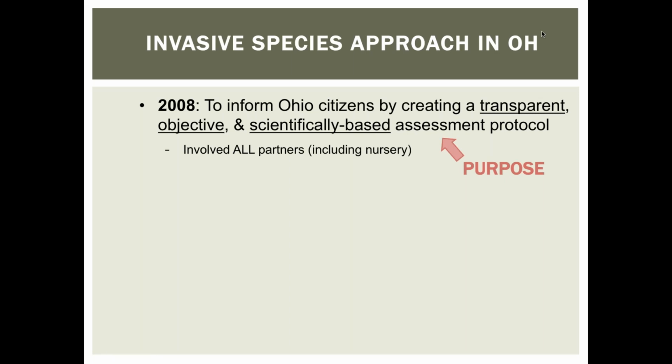And that was really important, especially the scientific based portion, because we wanted something that all stakeholders in the state could buy into and could also be defensible. It was transparent, so if someone had a question about how something was rated or ranked, they could easily just see what exactly was done. The other important thing is this included all partners, specifically including the nursery industry as well. Specifically, we reached out to the Ohio Nursery and Landscape Association, the ONLA, so they were at the table for this.